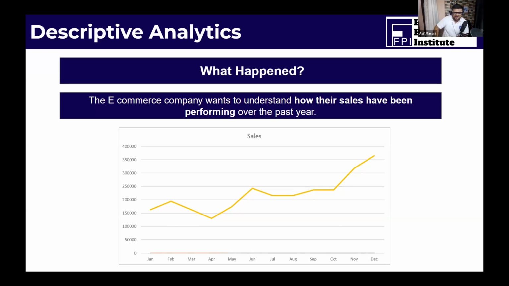Okay, so let's now get one step further, or go to the second step. Somebody mentioned that April sales is the lowest. You want to understand why April sales is the lowest. So this is where descriptive analytics will end.